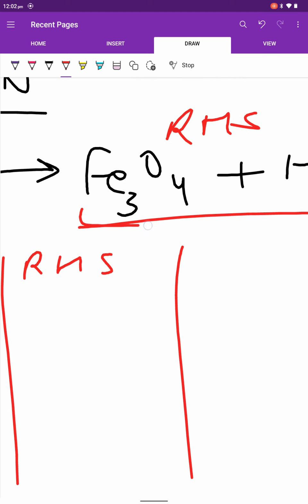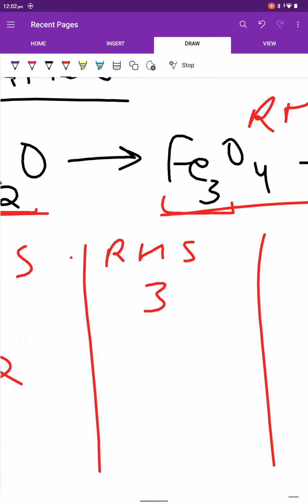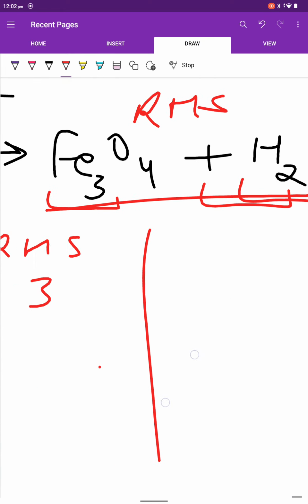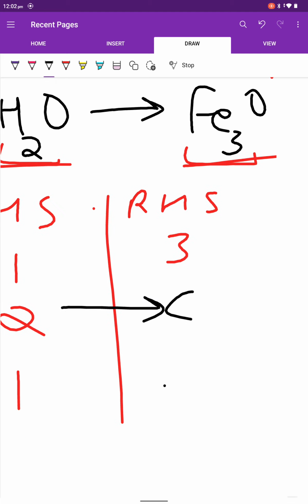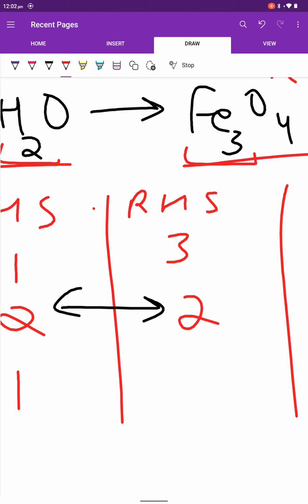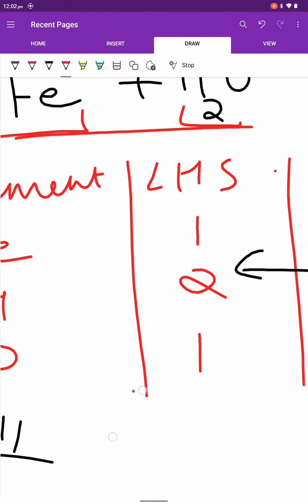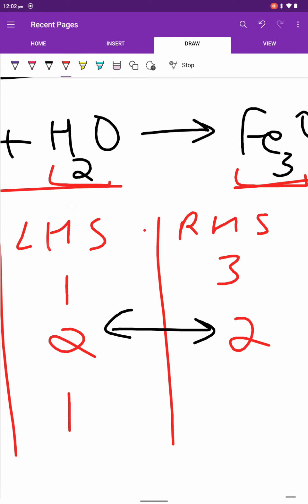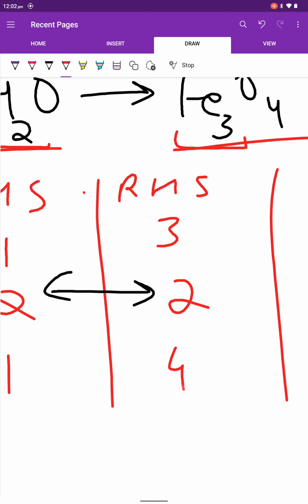RHS में Fe यहाँ पर कितने हैं? 3. And hydrogen कितने हैं? 2. So that means hydrogen is balanced. That is good. Hydrogen तो यहाँ पर balanced है, हमें तो balance करने की ज़रूरत ही नहीं है. But let's see ahead. Oxygen देखेंगे, so oxygen here is 4. It is not balanced, so we have to balance it.